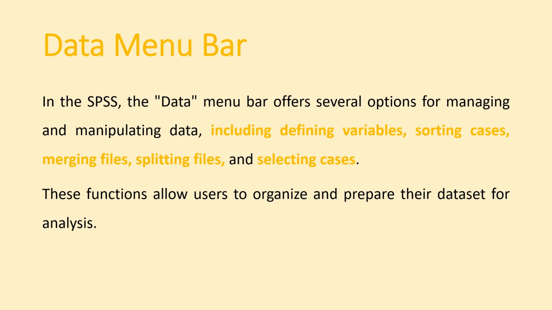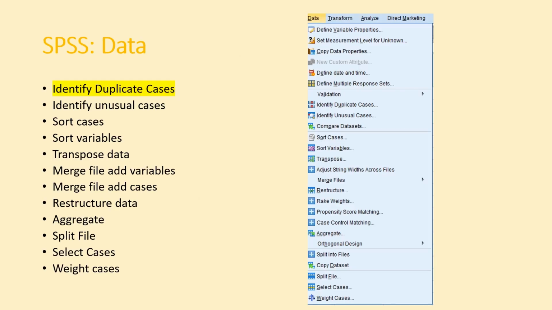In the data menu bar, SPSS offers several options for managing and manipulating data, including defining variables, sorting cases, merging files, splitting files, and selecting cases. These functions allow users to organize and prepare their dataset for analysis.